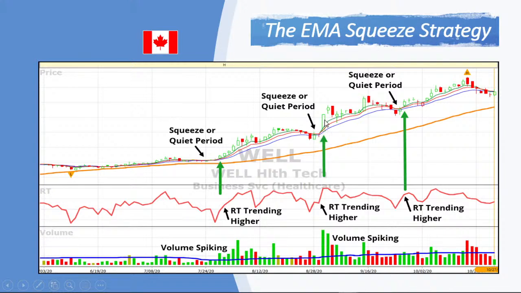There's your price pulling away. There's the fanning. There's your re-entry. The 5 never closed below both the 8 and the 13 here either. You could have stayed in this trade the entire time, folks. Entering back here. Okay, RT is trending higher. Volume is starting to pick up a little bit above the average on a couple of those days. Quiet period. EMAs are squeezing together. Begin to fan apart.